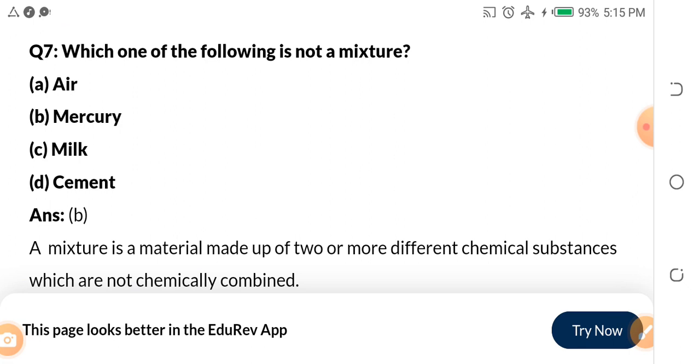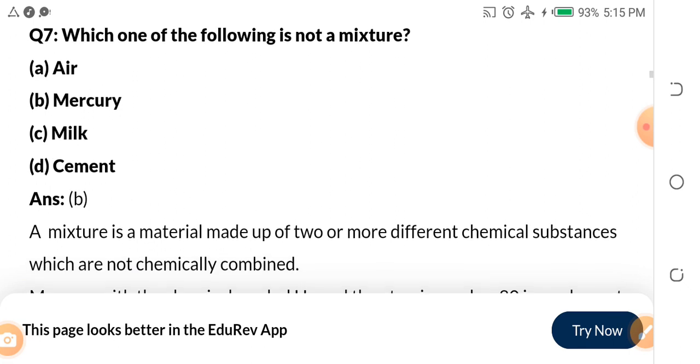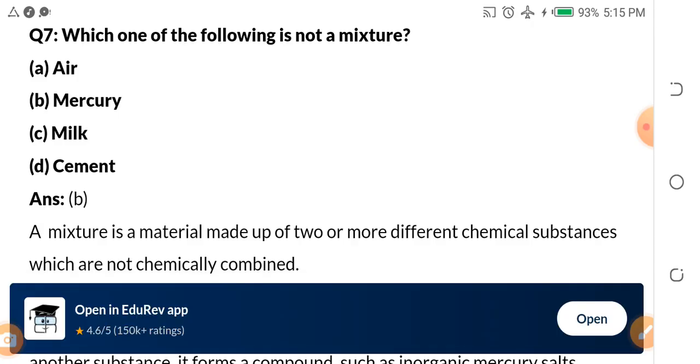Which of the following is not a mixture? A. Air. B. Mercury. This kind of question is always coming out. Difference between mixtures and compounds. There's an assignment for you. Tell me the difference between mixtures and compounds.